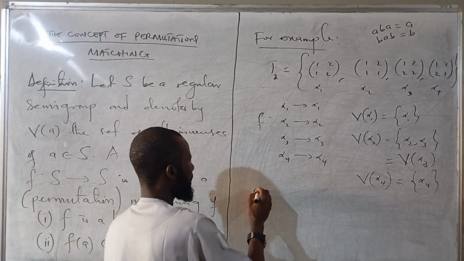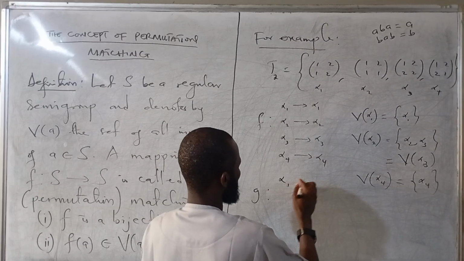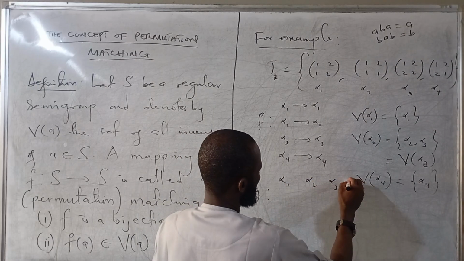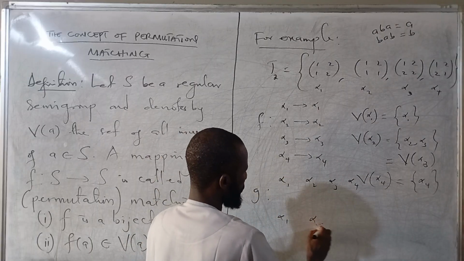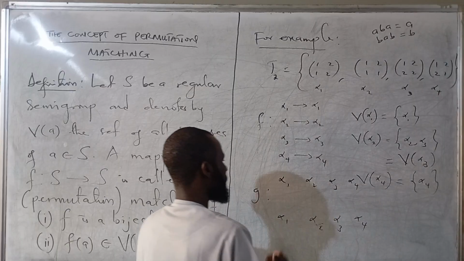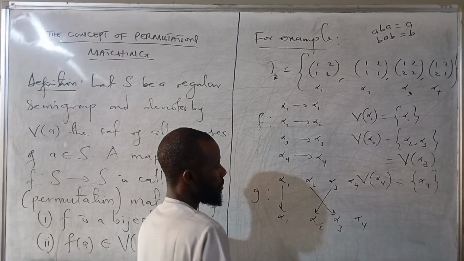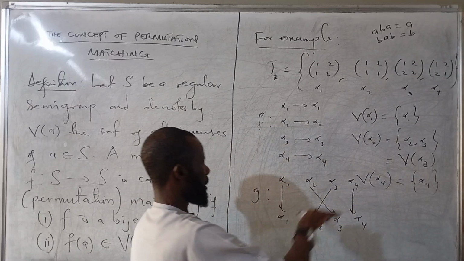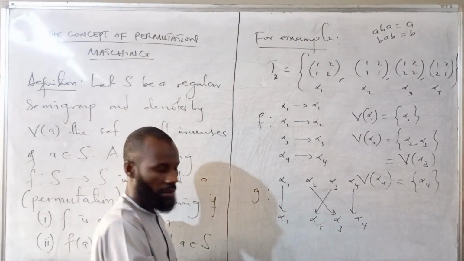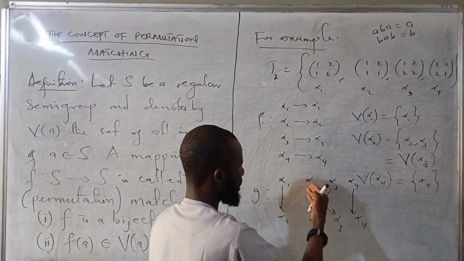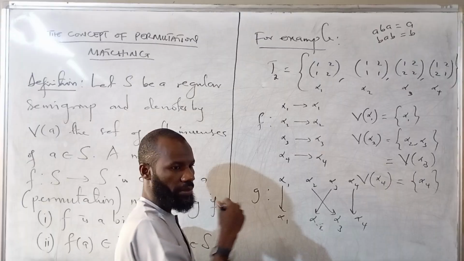If you pick another map, G, I can write it as alpha 1, alpha 2, alpha 3, and alpha 4, just to arrange the elements. And then alpha 1, alpha 2, alpha 3, and alpha 4 again. And then we send alpha 2 to alpha 3, alpha 3 to alpha 2, and alpha 1 we fix. So you see this is also another permutation of the elements of T2, the elements of the semigroup, and it sends each element to its inverse. The image of each element is an inverse of that particular element.